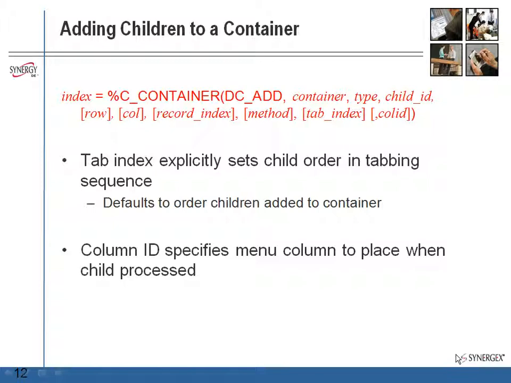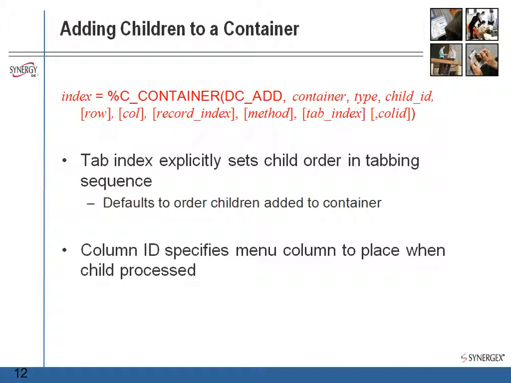If you wish, you can use the tab index argument to explicitly specify the tab sequence of the child window within the container. If you don't, then the tab sequence between the child windows will default to the order in which the children were added to the container window. The relative placement of the children on the container window is not used to determine tabbing sequence.